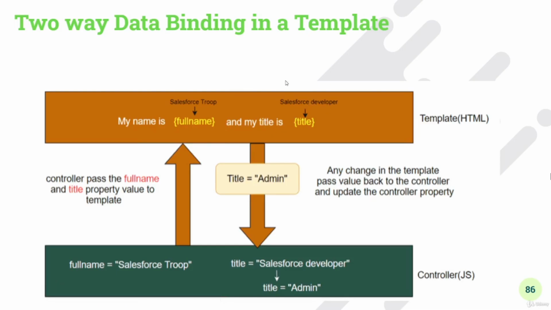But suppose there is an input field, and on change or on typing something in that field we update the title, and the user types admin in that field. Immediately we update the title property from Salesforce Developer to admin, and on the HTML it will also look like my title is admin. So the to and fro of the data is two-way data binding. We don't get it by default. Salesforce doesn't support two-way data binding by default, but we can achieve it using this approach. So let's go to VS Code and see how it works.